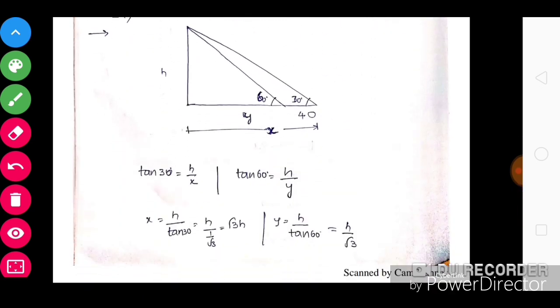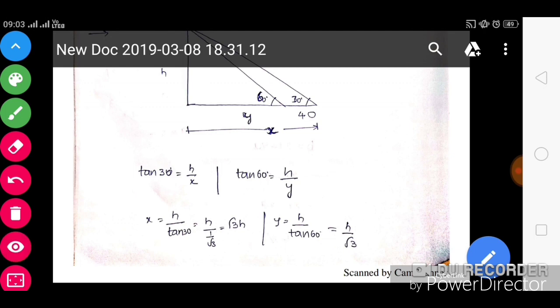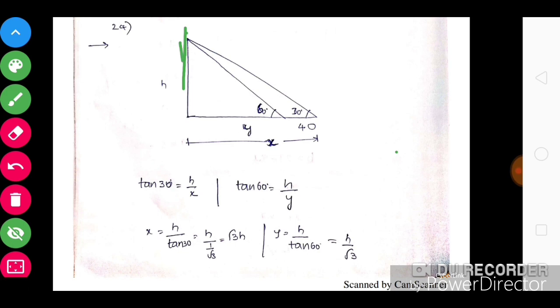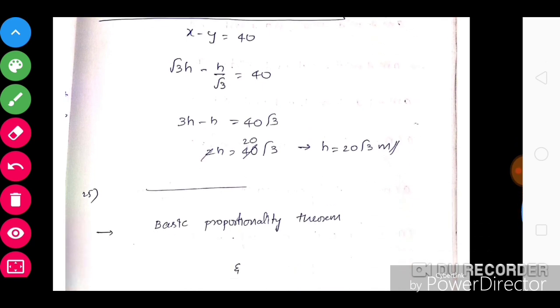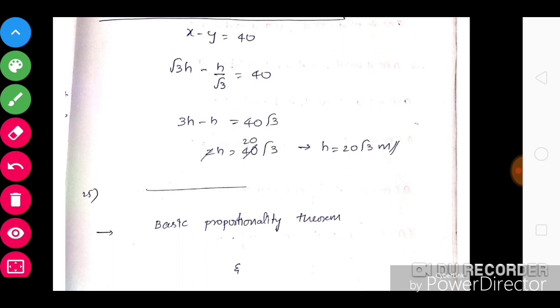This question is also very simple. So there is a sun here, the sun's shadow, and there is a tower. The tower's shadow when the angle is 60 degrees is y, and when it is 30 degrees is x. The difference between x and y is 40. So x is root 3 h, y is h by root 3. We'll get h is equal to 20 root 3.